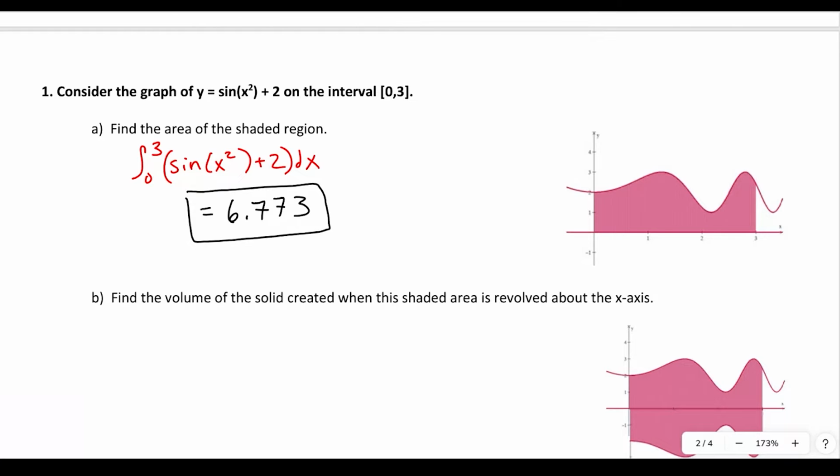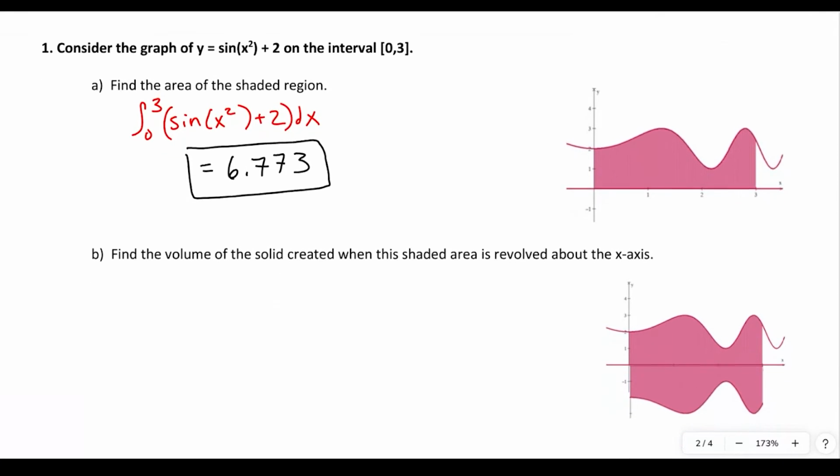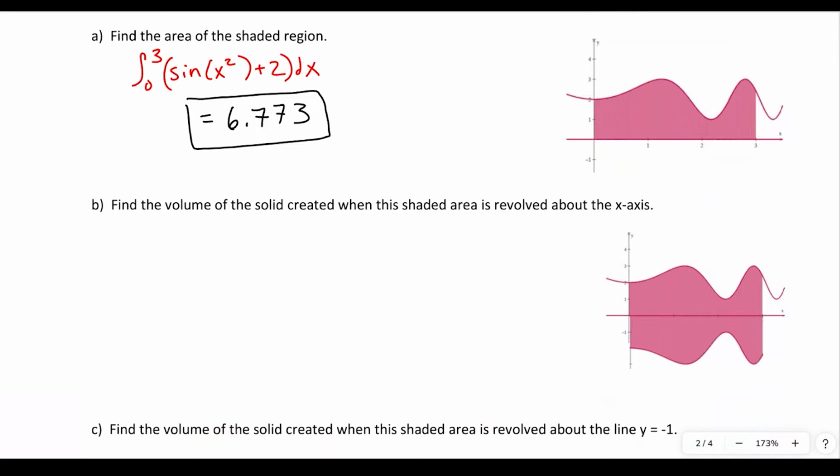Okay, so part B. This is where it gets three-dimensional. It says find the volume of the solid created when the shaded area is revolved around the x-axis. So we're going to take that region and rotate it. This is something that's kind of hard to visualize. What I've got here is that this top section is not the cross section, but the region rather. We're going to take this region and revolve it around the x-axis.